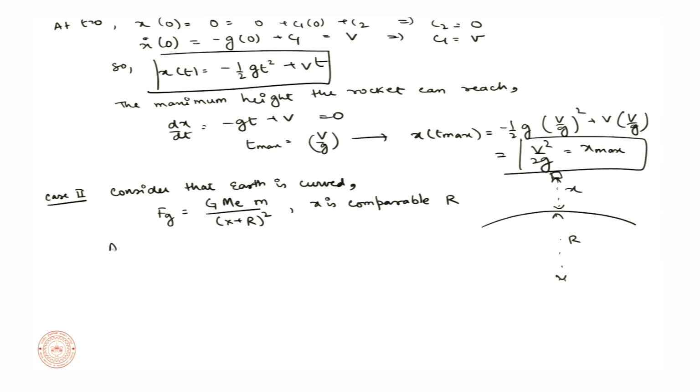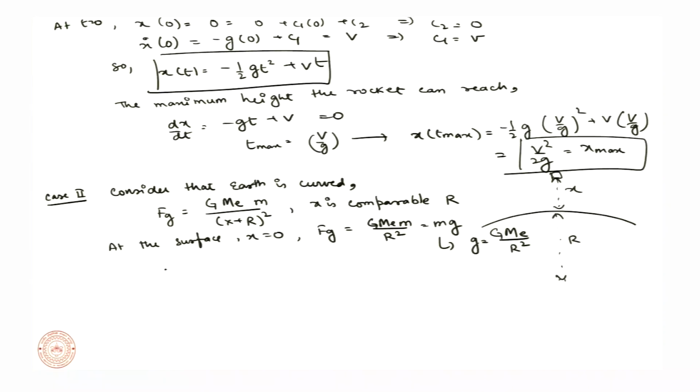At the surface, where x is equal to 0, our force due to gravity is equal to G M e m by r square. This is equal to m g, where g is equal to G M e by r square. So, we can get g out of this, where capital G is the gravitational constant, into M e divided by r square. Now, let us substitute this back into our expression.